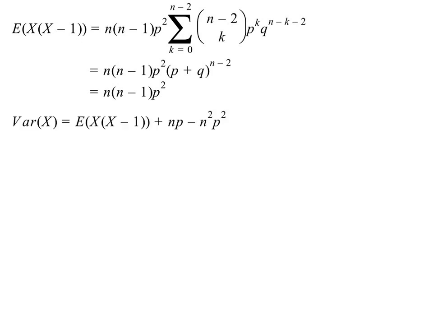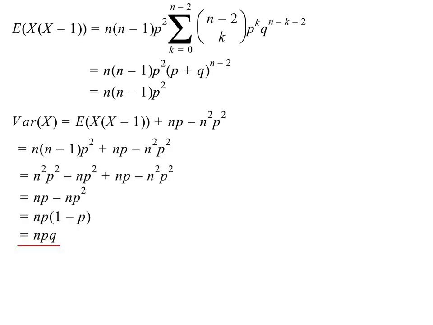So let's sub that back into the variance, because that's what we were trying to work out. We now know that's n minus 1 p squared. Look at that beautiful expression. It's just simply npq. Now, all you really need to know is those two simple little formulas.